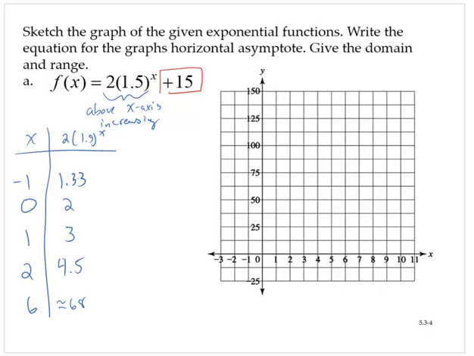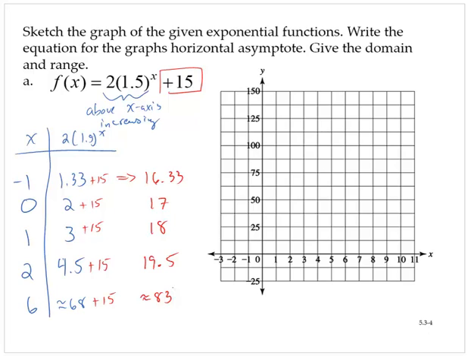Okay, but that's not the function we were given. Our given function was f of x equals 2 times 1.5 to the x plus 15. So now, let's add 15 to each of these. And so that would give us 16.33, 17, 18, 19.5. If x was 6, that would be about 83.